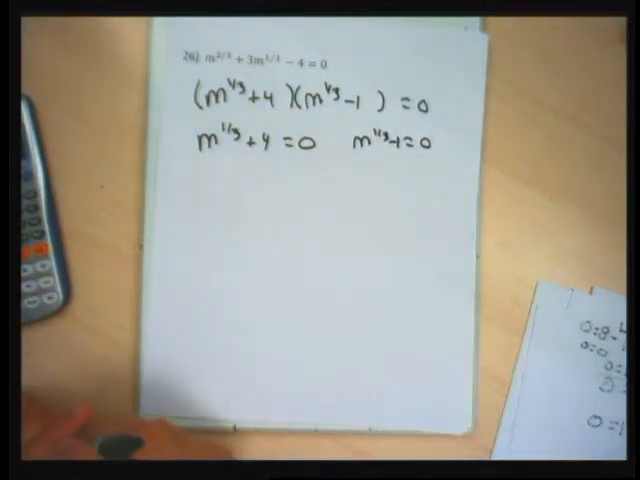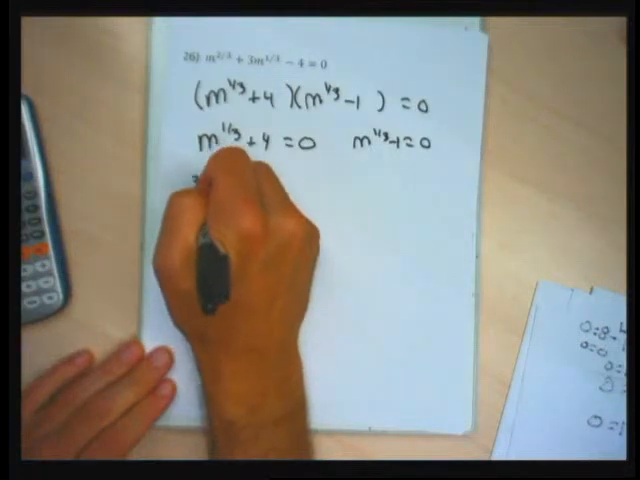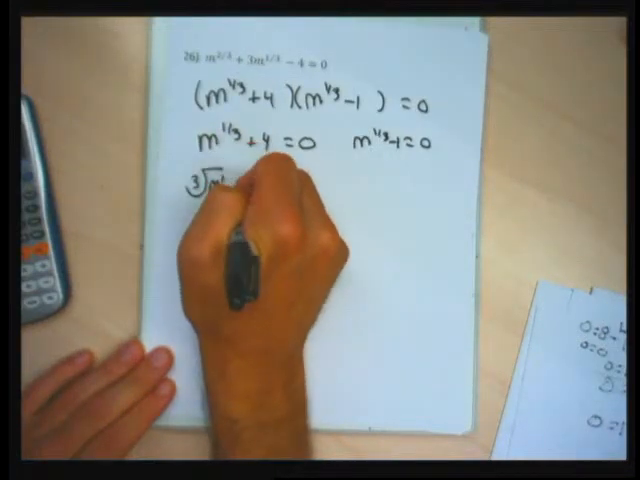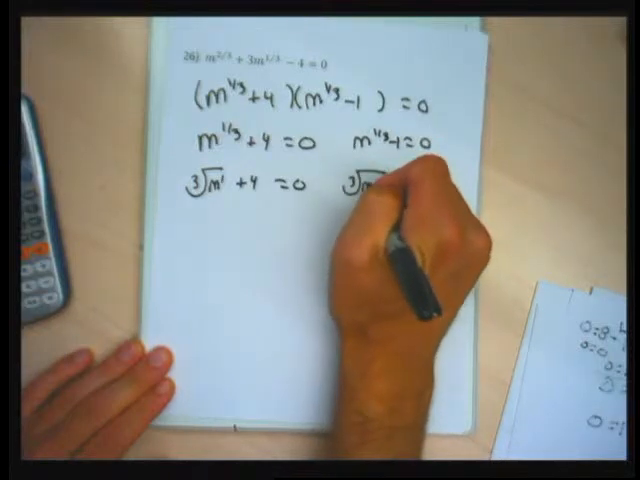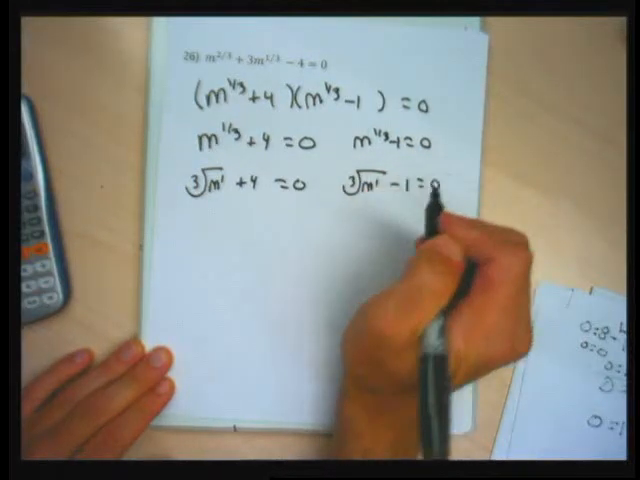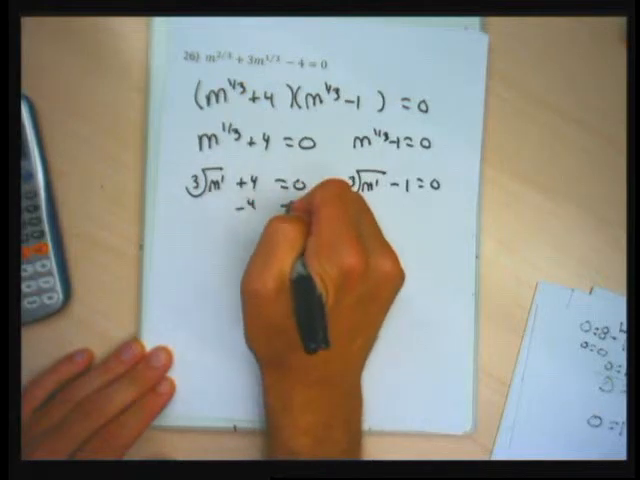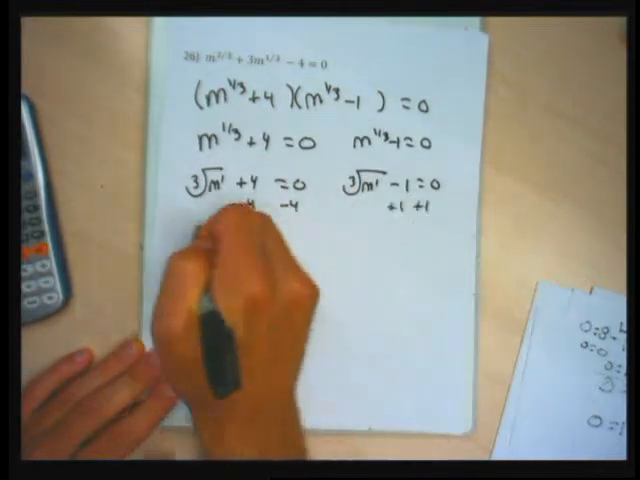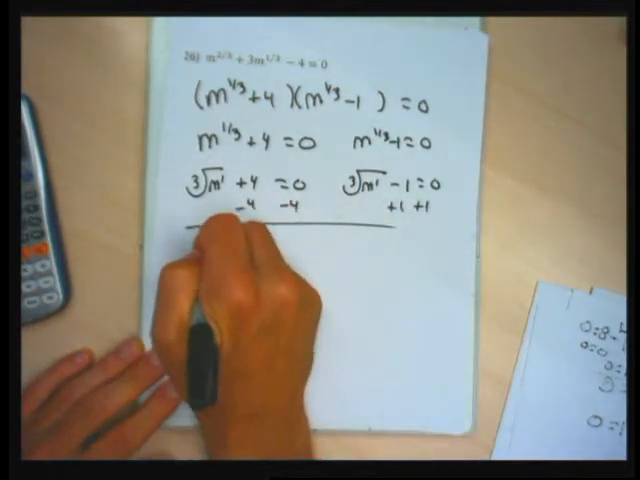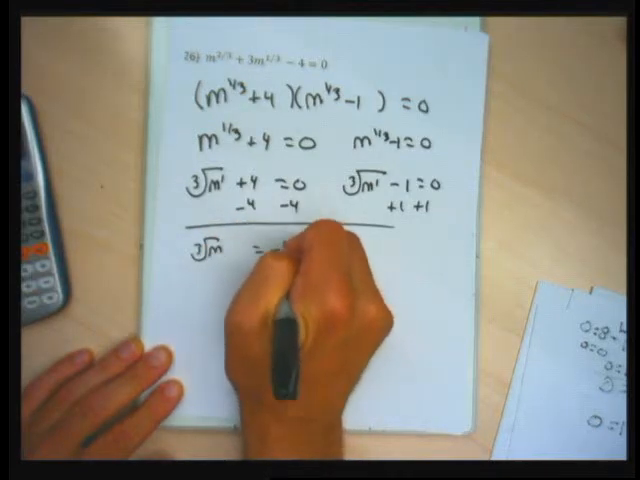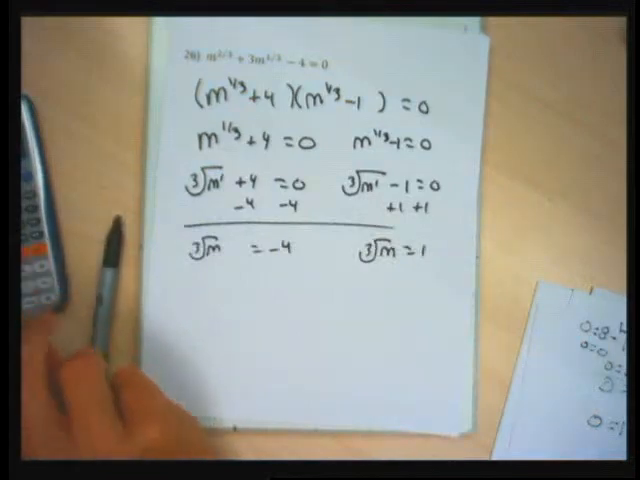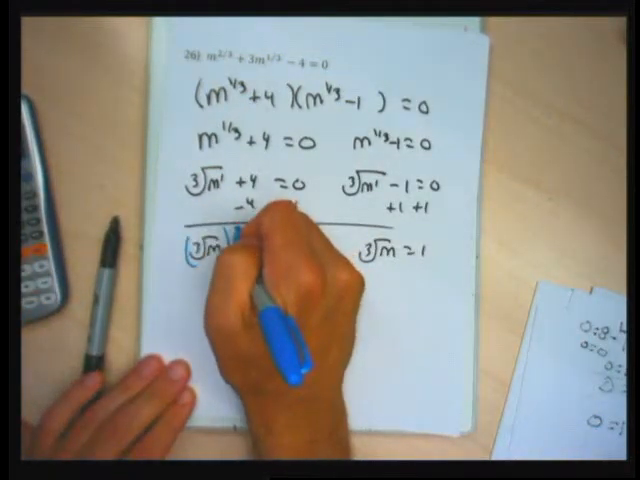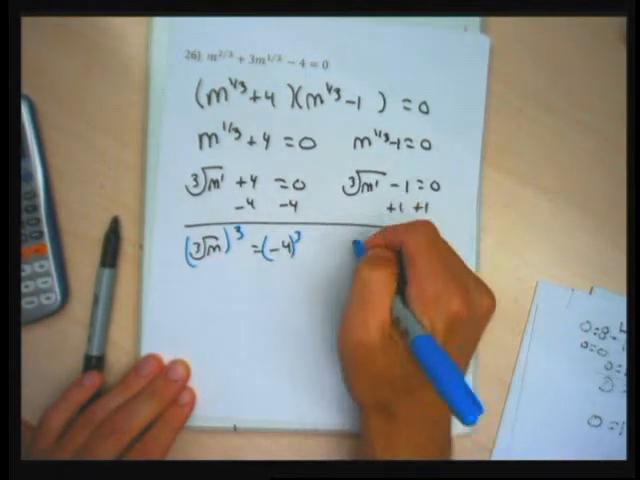The m to the 1/3 power is hard to work with, but I can write it as a radical. It's going to be the cube root of m to the first plus 4 equal to 0, and the cube root of m to the 1 minus 1 equal to 0. I'm going to subtract 4 and add 1. I get the cube root of m equal to negative 4, and the cube root of m equal to 1. I'm going to cube to get rid of a cube root. You don't do plus or minus when you cube to get rid of a cube root.